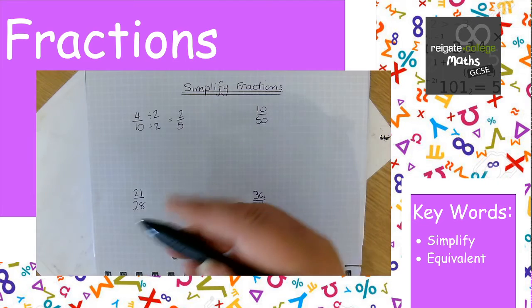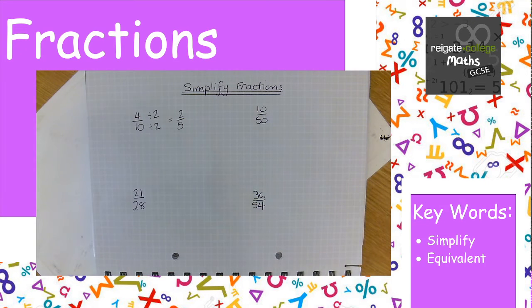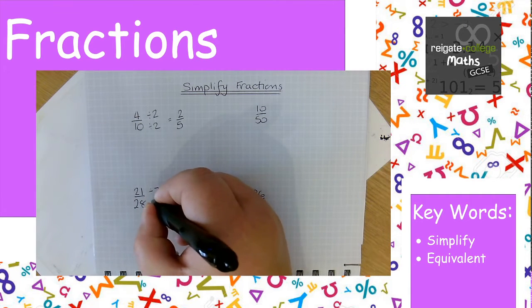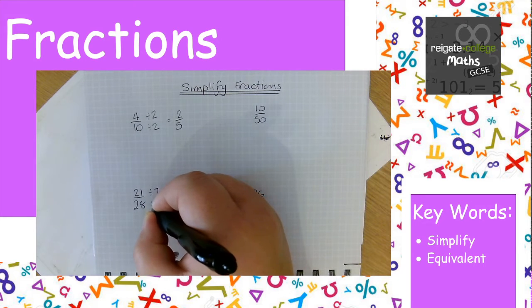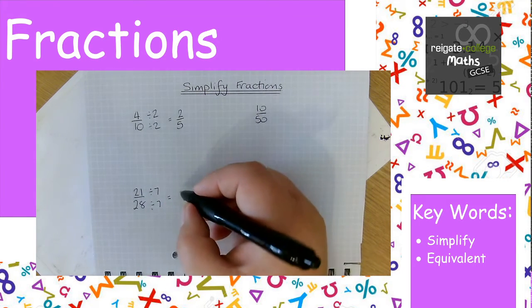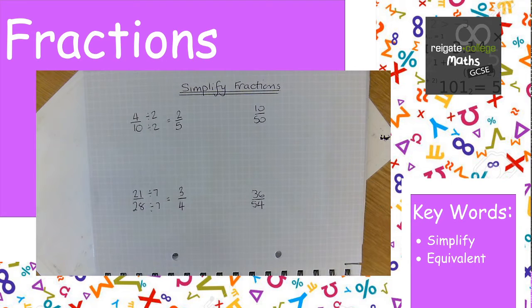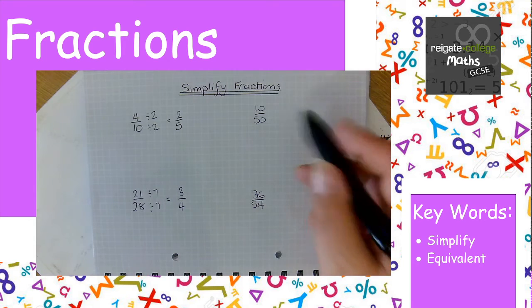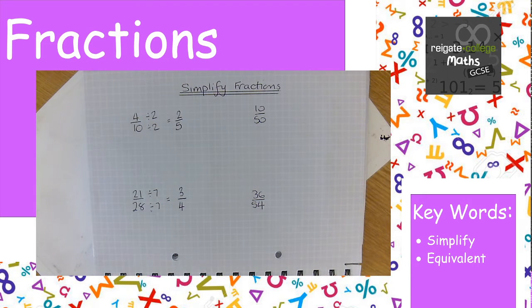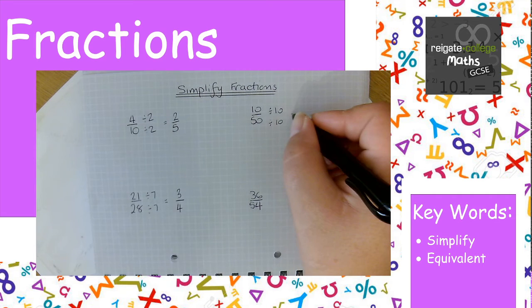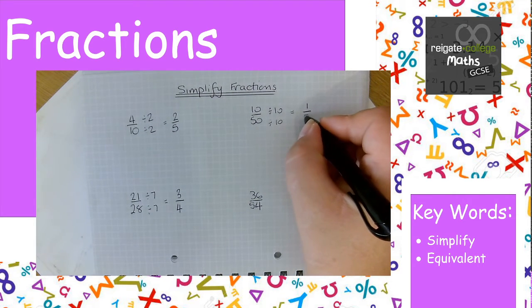With the second example here, I can see that 21 and 28 are both in the 7 times table, so I'm going to divide top and bottom by 7. I do that. 7s into 21 go 3, 7s into 28 go 4. My simplified fraction is 3/4. With my third example here, because both numbers end in a 0, I know they're both in the 10 times table. So if I divide top and bottom by 10, I can reduce my fraction to 1/5.